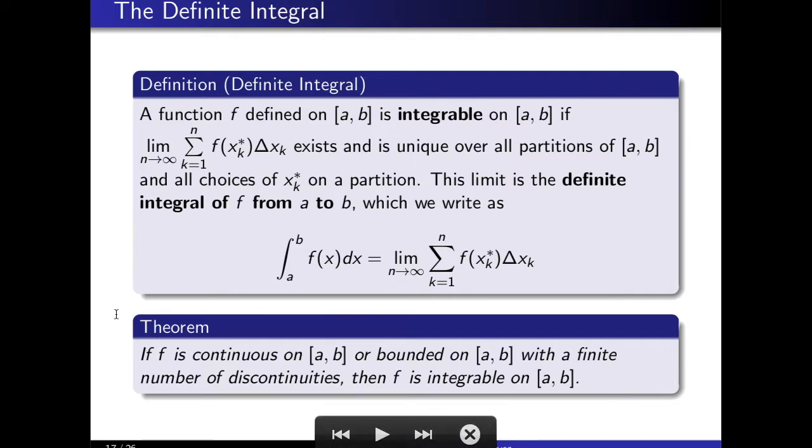Okay, so if you give me a function that is either continuous or it's bounded and has a finite number of discontinuities, then we can always find something like this. So we could find this limit as n went off to infinity of the sum from k equals 1 to n of our f of xk stars times our delta xk. The other thing we could do if we really wanted to is we could allow the sides of the intervals to vary if we so chose, because why not?